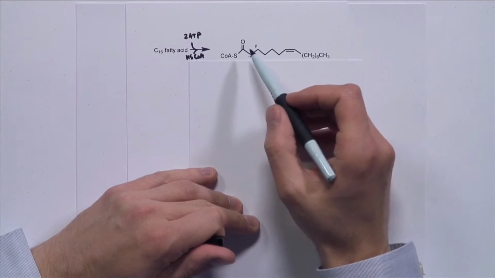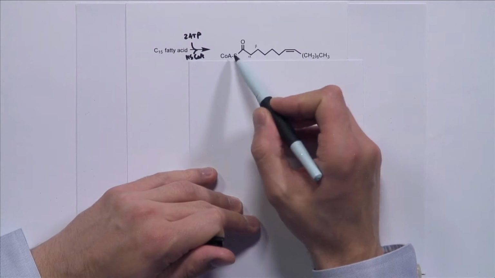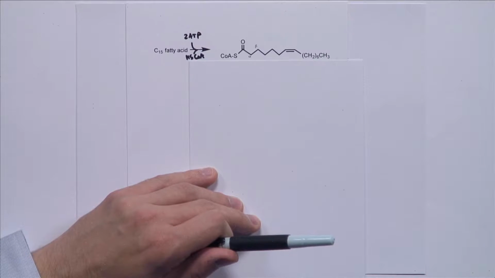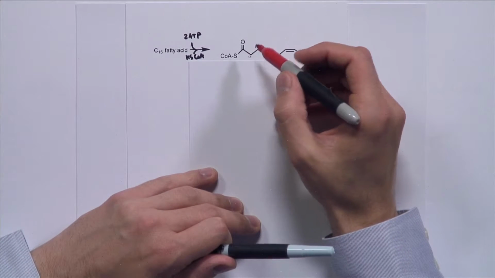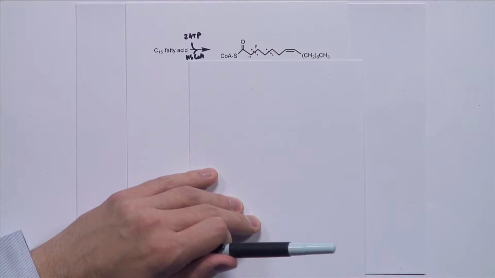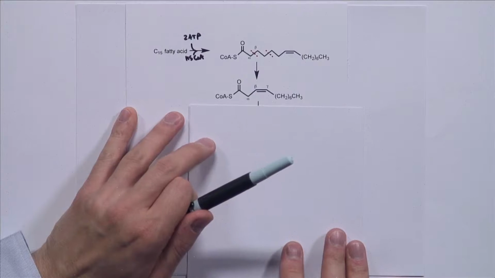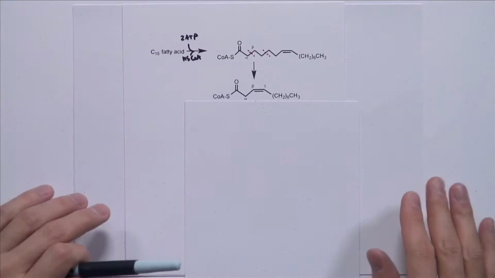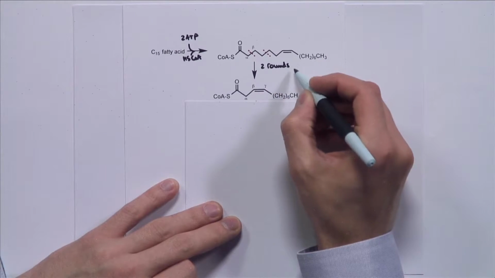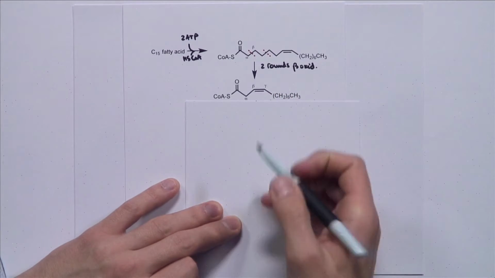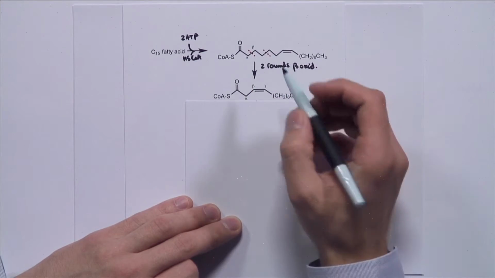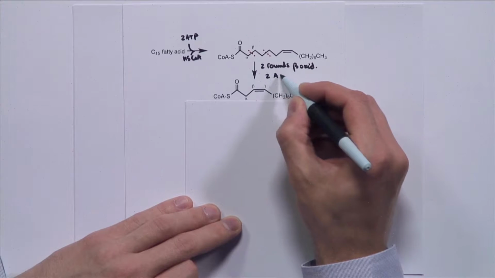Now, since the double bond is pretty far away from the business end of the molecule, we can do a number of rounds of beta oxidation. In fact, we can do beta oxidation once, twice. So 2 rounds of beta oxidation is going to give us this molecule. In each one of these rounds, we're going to generate 1 molecule of acetyl-CoA, so 2 acetyl-CoA.